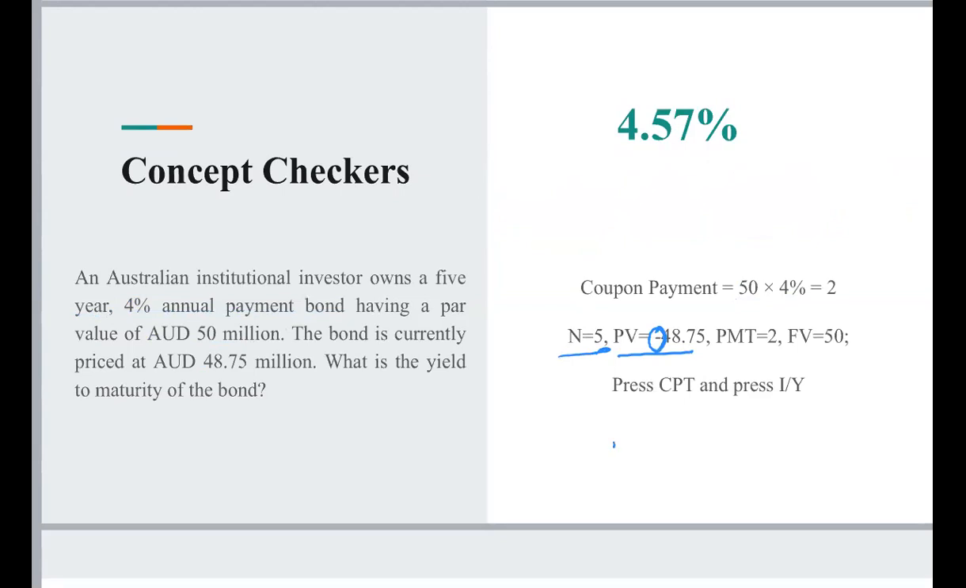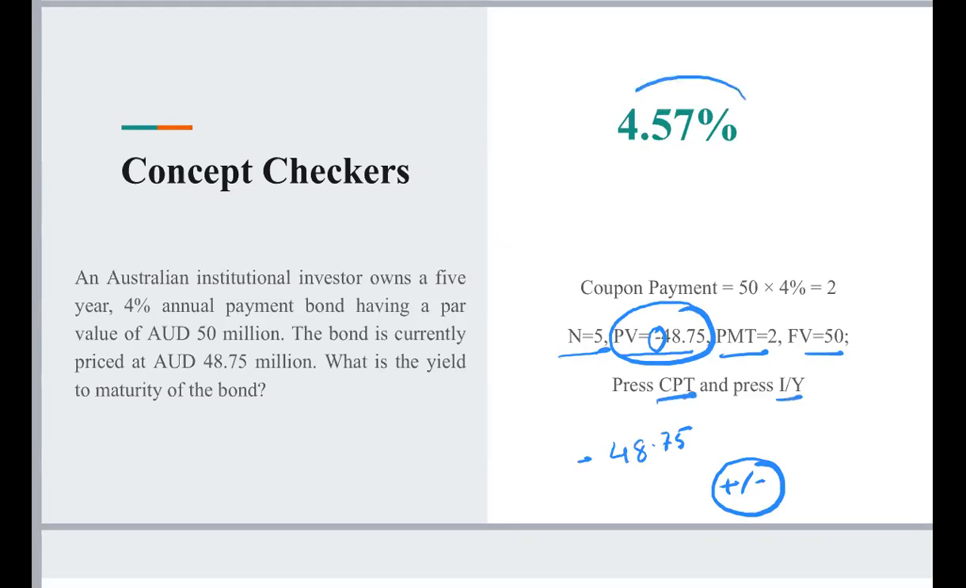In order to give the input to the calculator, we first type 48.75. Then on the calculator, there is a plus-slash-minus button. If we press that, we'll be able to see 48.75 with a minus in the display, then we press present value. Then we'll see present value equals minus 48.75. PMT equals 2 and future value equals 50. Then we press CPT and press I/Y. The calculator will show that the YTM is 4.57%.